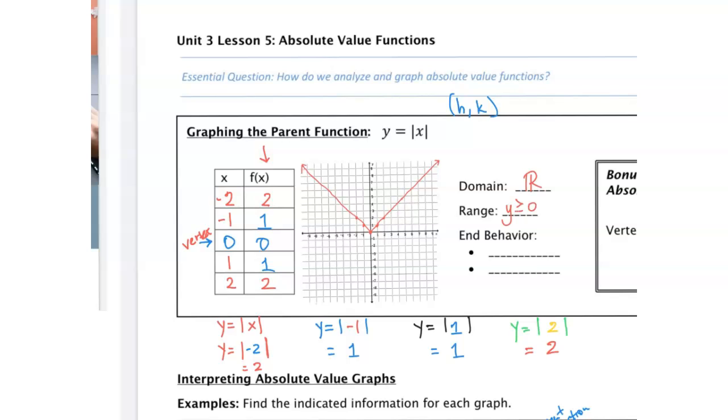As for our end behavior, as x approaches -infinity, so that's on the left, as we're going left, our graph is going up. So y is going towards +infinity. For the second one, as x goes to +infinity, so that's as our graph goes towards the right, our graph is going up, or will end up, up. So therefore, we're going towards +infinity as well.